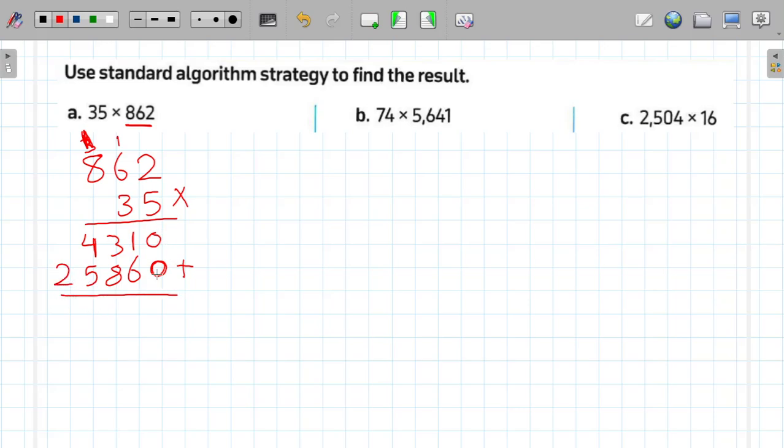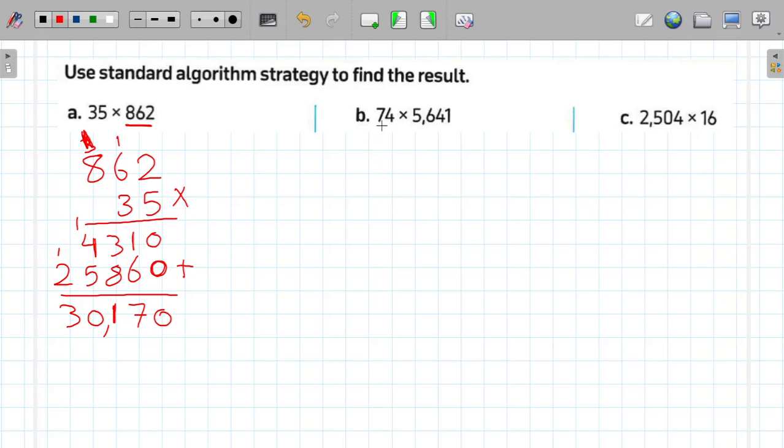And I will add two numbers together. So I have 0 plus 0 equals 0. 6 plus 1 equals 7. 3 plus 8 equals 11. So I will write 1 and carry up 1. 1 plus 4 equals 5. And 5 plus 5 equals 10. So I will write 0 and carry up 1. So I have 1 plus 2 equals 3. So the result will be 30,170.